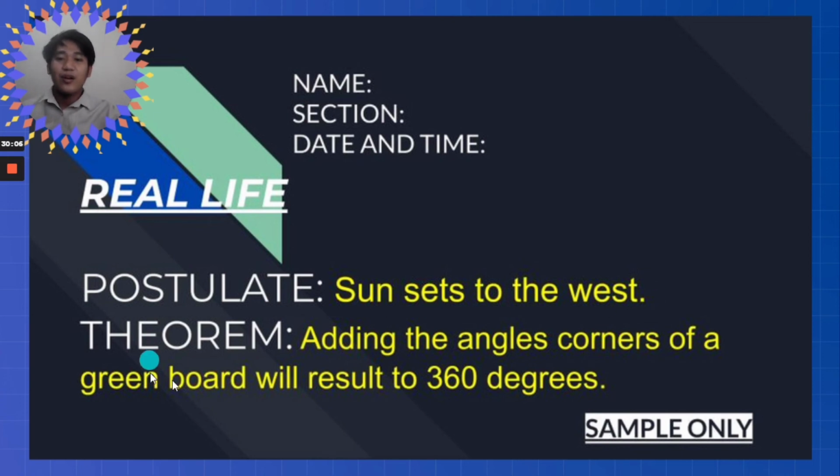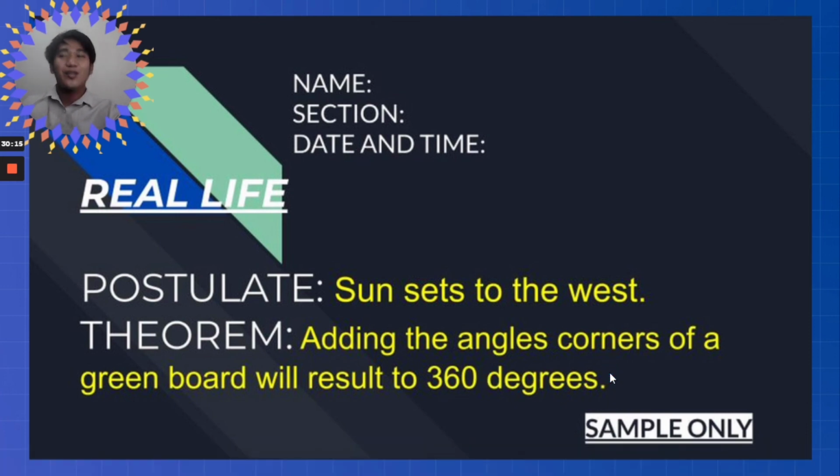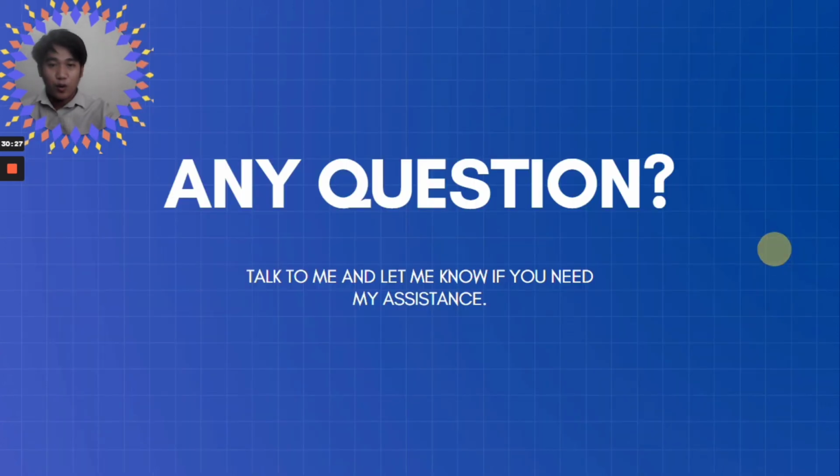And for a theorem, we have: adding the angles of the corners of the green board will result in 360 degrees. That's a theorem. We need to prove it. We need to measure the angles of the corners of a green board before we accept this statement. This is just a sample, so you just need to make your own. Okay? Do you have any question?